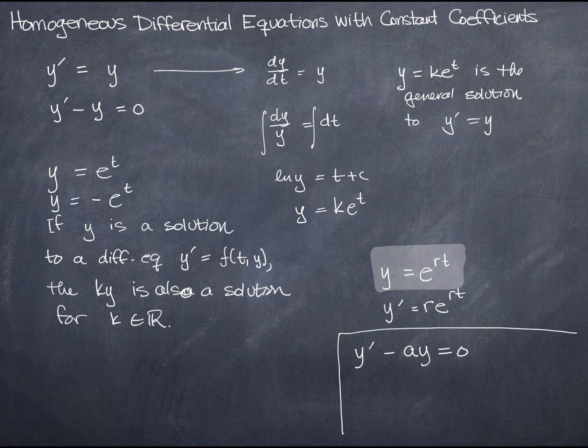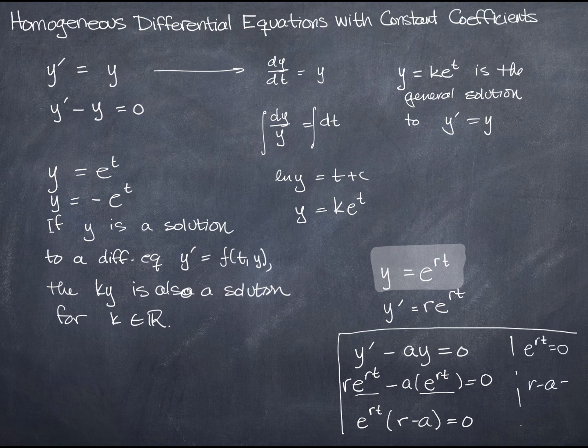If I now try to use e to the rt for y, let's put our e to the rt in there. My y, I claim, is e to the rt, and my y prime is r e to the rt. Now I have an e to the rt in both of these terms, so I can factor that out. I'm left with r minus a, and so either e to the rt equals 0 or r minus a equals 0.